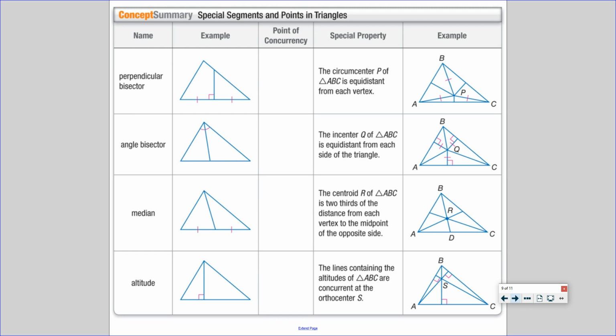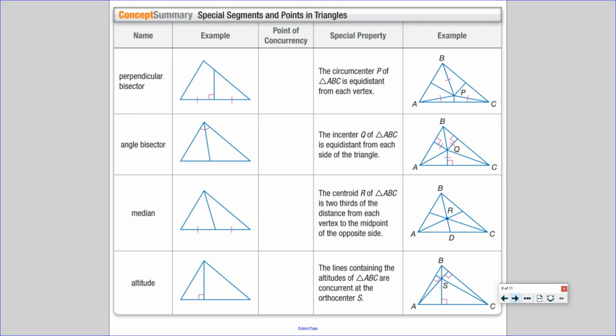One of our special segments, the very first thing to talk about, are perpendicular bisectors. Okay? Notice how they're different than altitudes. Altitudes go from a vertex to the opposite side. A perpendicular bisector could be anywhere within the triangle. It doesn't have to pass through the vertex. It just has to be perpendicular to the side and bisect it, meaning it passes through the midpoint.